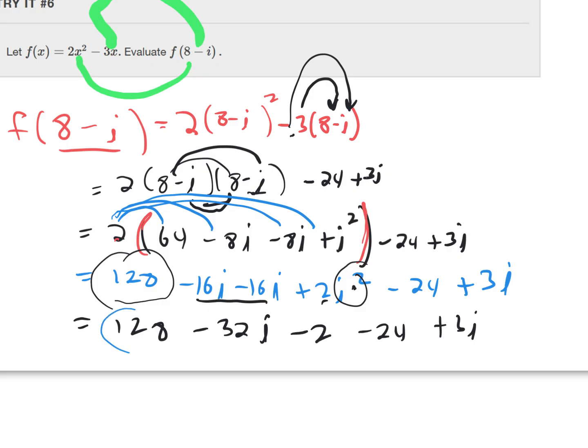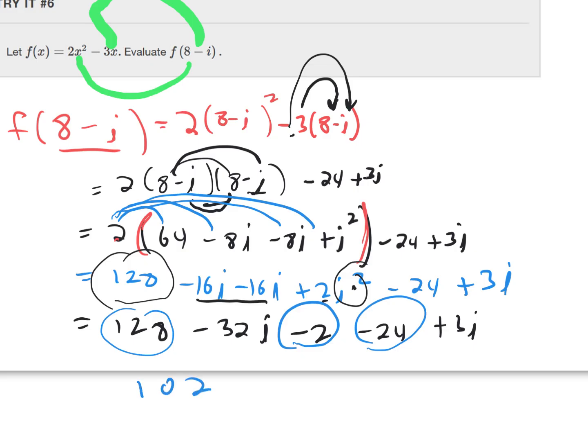128 minus 2 gives me 126. 126 minus 24, I think, is 102. Okay, I'm going to write it down, 102.